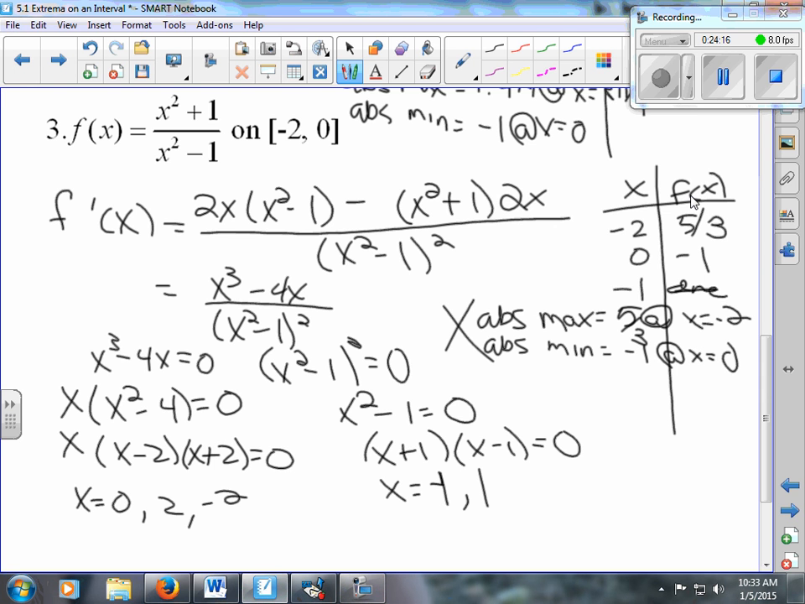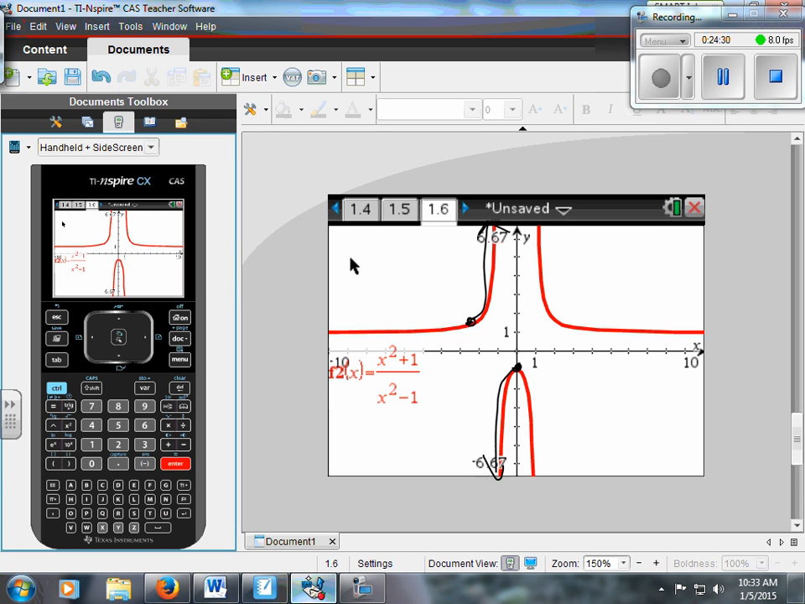Okay, because my function is not continuous, this series of steps is not going to give me the right answer every time because I have a vertical asymptote at x equals -1. And if you look, I've graphed it over here. If you look at what's happening between -2 and 0, the graph goes up to infinity at -1 to the left of -1 and down to negative infinity to the right of -1. And so there's no highest and lowest point. And so the answer here is none.